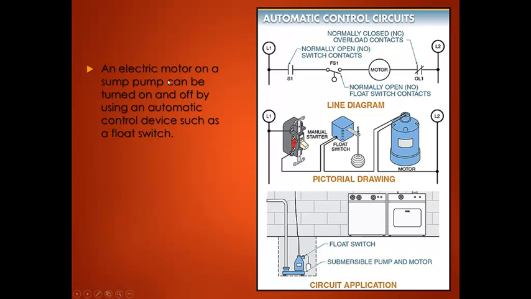The electric motor on a sump pump can be turned on and off by using an automatic control device such as a float switch. So in this case, what we have here is an AND circuit, meaning this manual starter must be turned on, contacts closed. This float switch must also be closed and our motor will run.